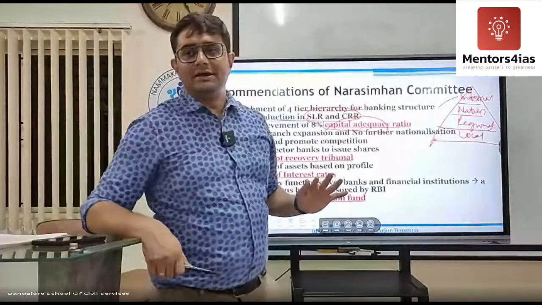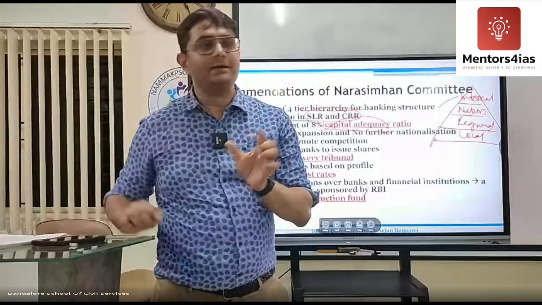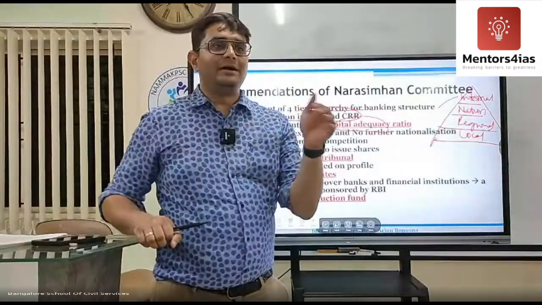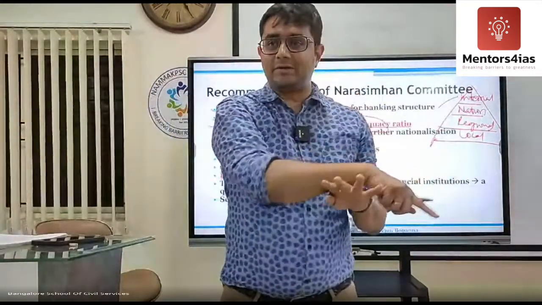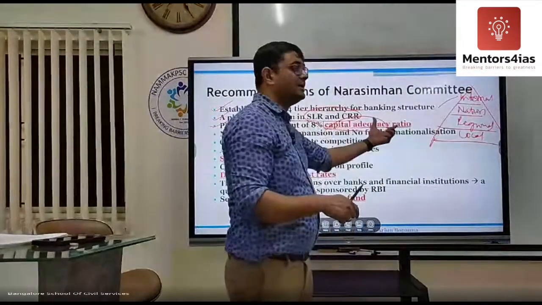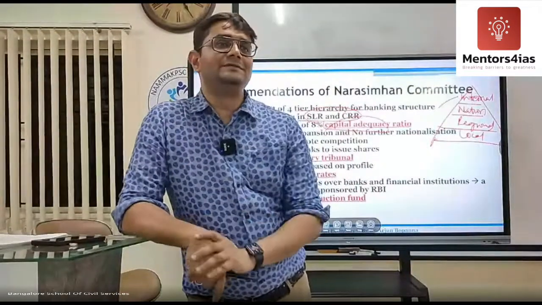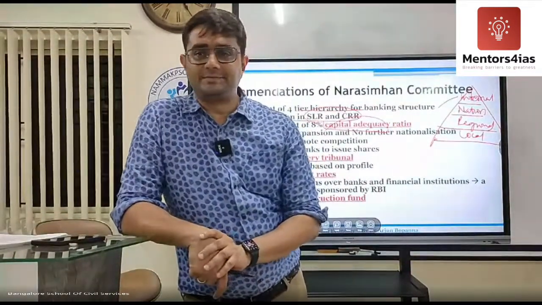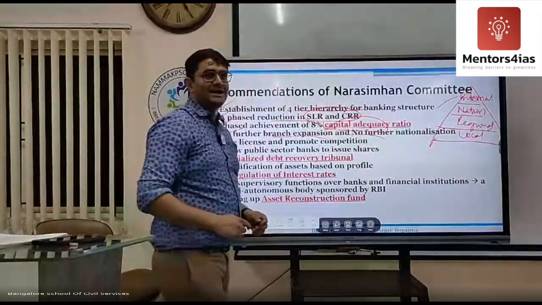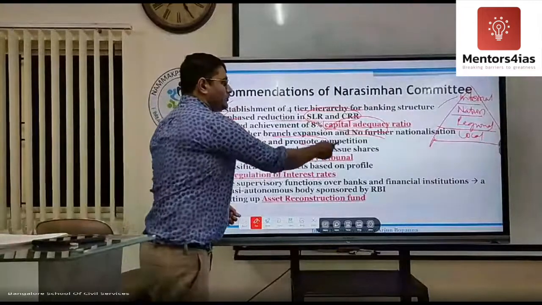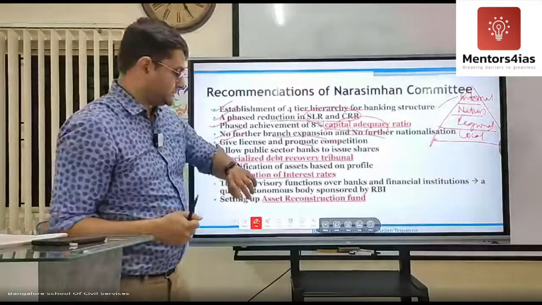Capital adequacy ratio, like how RBI should maintain a capital reserve to handle the risk. Same way, even banks, other than reserve requirements, they also have to maintain a capital adequacy ratio or a capital base to meet those situations. You understood? Then, no further branch expansion, no further nationalization. Give license and promote competition. Allow private players to come in, bring in more competition.